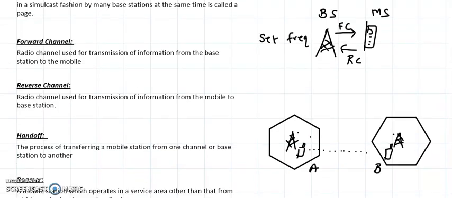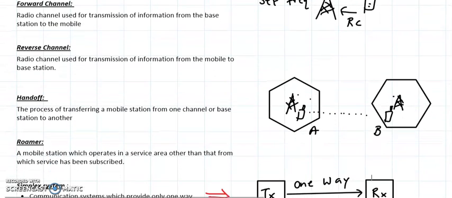Let us now move on to the next definition, that is called a roamer. So what is a roamer? A mobile station which operates in a service area other than that from which the service has been subscribed is called a roamer. So let us consider the same diagram over here.